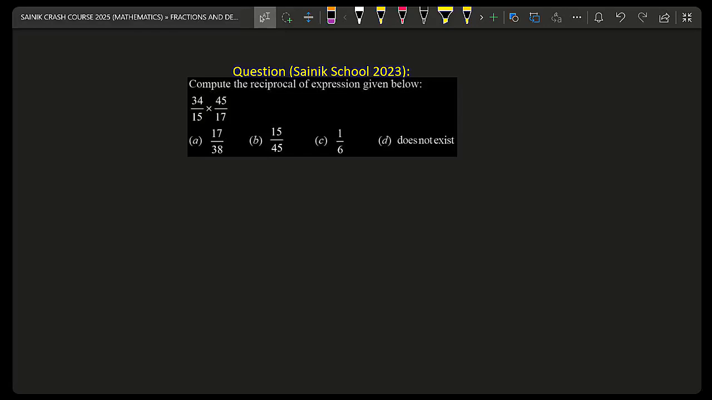Write the question neatly. You need not write that heading, Question Sainik School 2023. Just write the question number or you can just write Q, whatever you want. But you must write the question and options also, and write the solution neatly. If anybody wants to explain the solution, can raise a hand now.